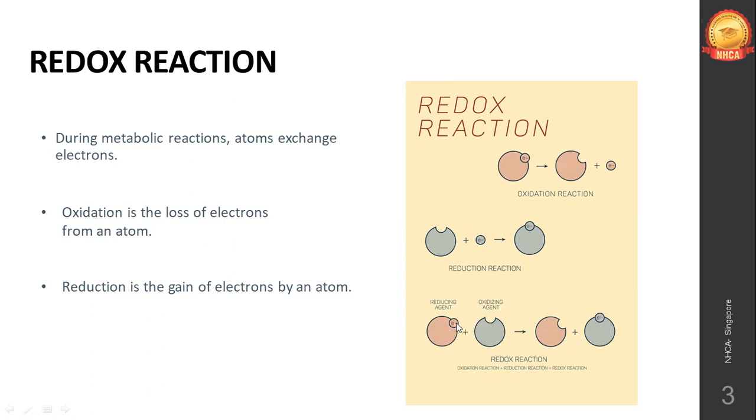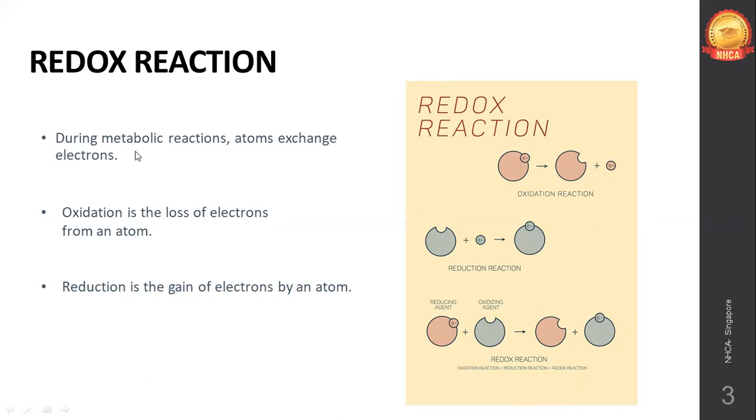And an electron was lost to an oxidizing agent, which is kind of a free radical. The reducing agent gave away its electron to the oxidizing agent to stabilize it. So this is a redox reaction. Oxidation reaction plus reduction reaction is equal to redox reaction. One atom is losing the electron, another atom is gaining that lost electron. So this is a redox reaction.